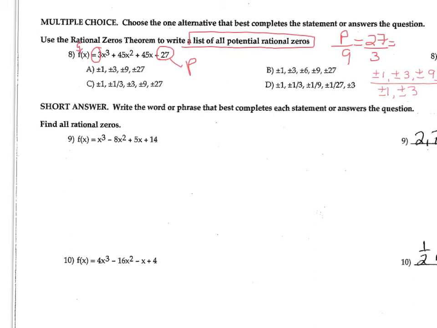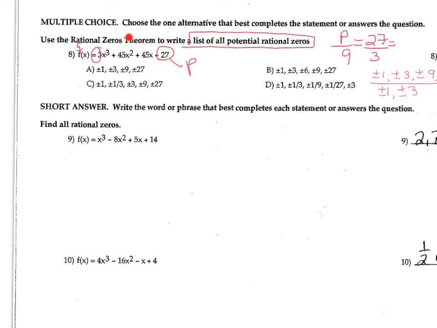Now, why did you do that? You have to get all the combinations, all these numbers divided by 1, and then all these numbers divided by 3. And that's the list. That is part of the theorem. The theorem, that's what it says.